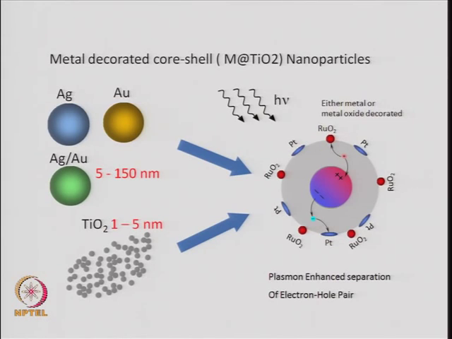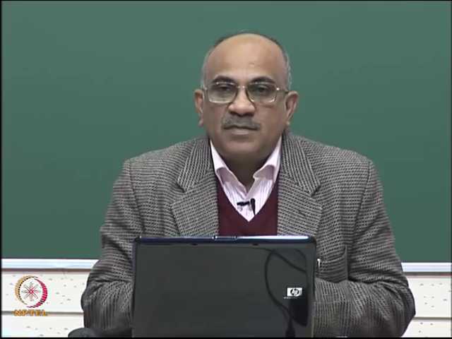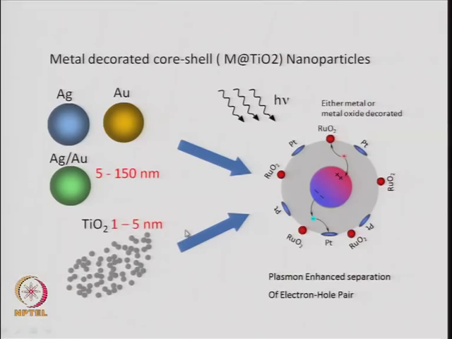Now, you can also have more complex nanostructures where you can have metal decorated on core shell nanoparticles. So, core shell nanoparticles, we know that there is one particle and it is covered by something else. So, the particle inside is the core and the material which is covered outside is the shell. So, here you can have metals like silver, gold, or alloys like silver, gold, or copper, nickel, and you can make a large number of alloys of various sizes, say between 5 to 150 nanometers.